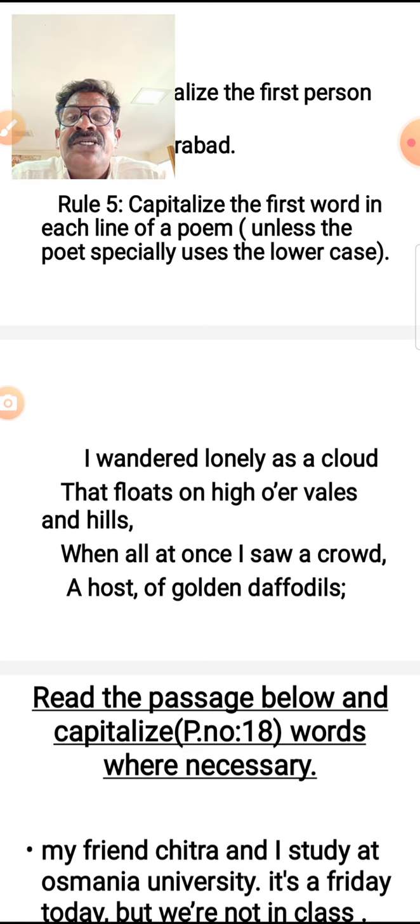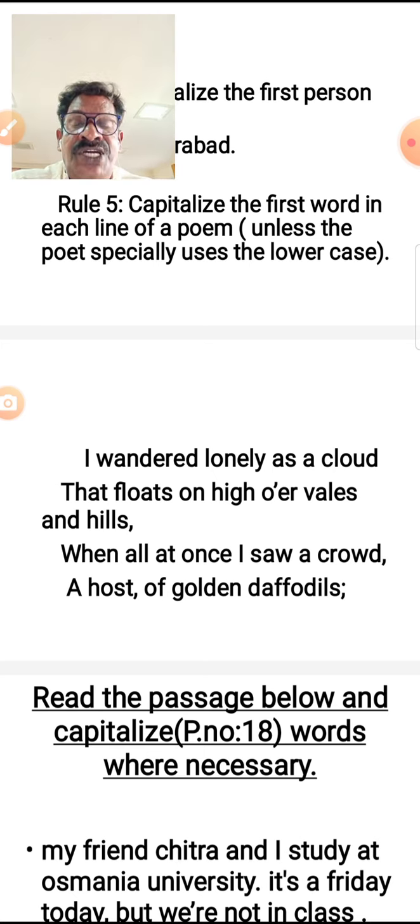And the second line, just have a look at the second line. That floats on high over vales and hills. This is the second line. Once again, the beginning letter T, and then next come to the third line. When all at once I saw a crowd. The third line once again begins with W, in the form of a capital. And the fourth line, a host of golden daffodils. A you can find with a capital letter. So this is an example.